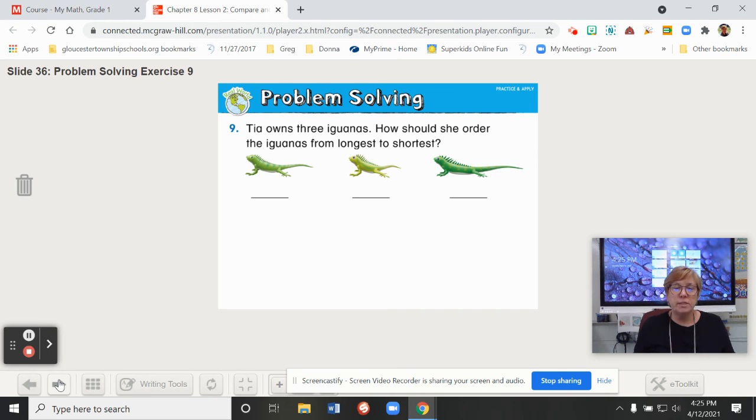Pause and write your answer down now. Okay, what's the longest? Yep, that's the last one right there. And then between these two, which would come next? That's right, this one, and three is the shortest. Jade, sorry I couldn't show you the iguanas, but I'm all out of them today.